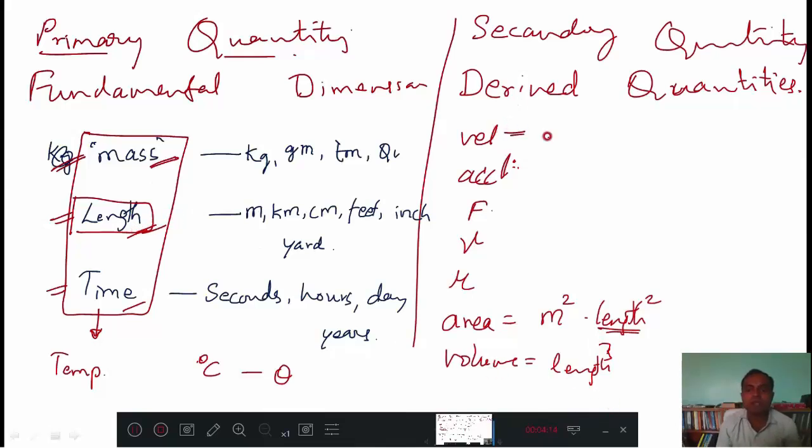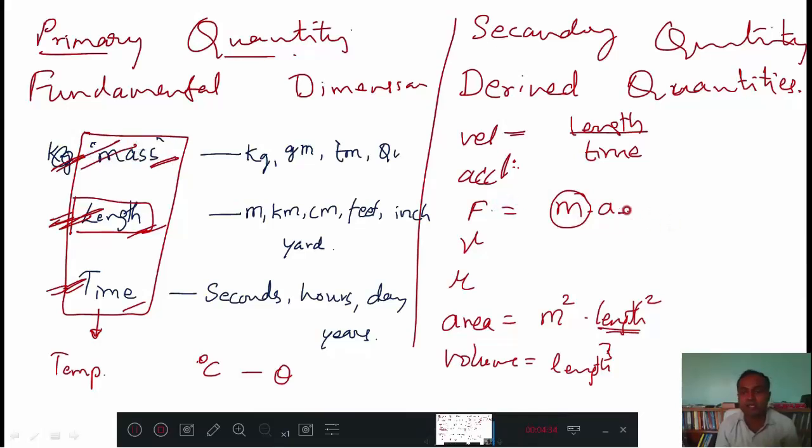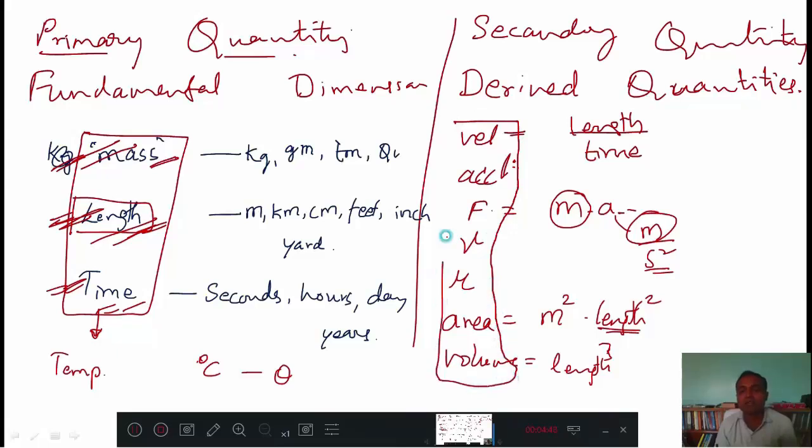Then how to measure velocity? Velocity is the distance covered divided by time. Then length and time you are using. What is force? Force is mass into acceleration, which means you are using mass. And acceleration is measured as meter per second square. You are using length, and you are using time. See, all these parameters: velocity, acceleration, force, viscosity, area, volume, are called secondary quantities or derived dimensions, derived quantities, because these are derived by using the fundamental dimensions.